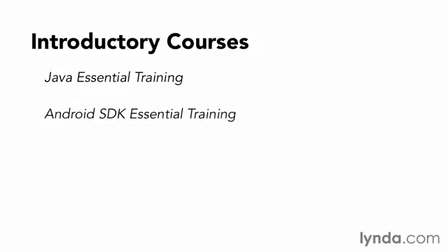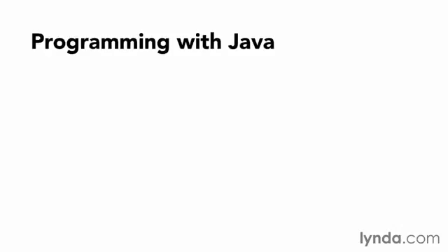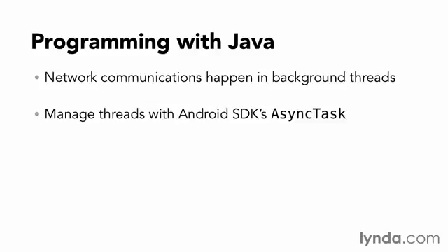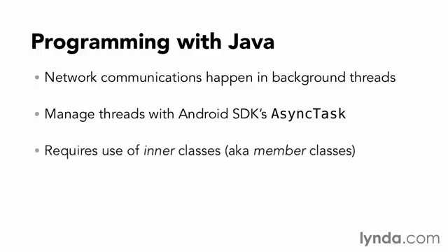Android SDK Essential Training. In addition to basic Java skills, you'll need to be able to work with background threads, managing threads with the Android SDK's async task class. I'll show you how to use that class during this course, but working with the class requires the use of a Java construct known as inner classes, also known as member classes. They're also sometimes referred to as anonymous inner types. If this is a new concept for you, I encourage you to watch the course Java Advanced Training, where I cover these kinds of constructions and other aspects of advanced Java coding.